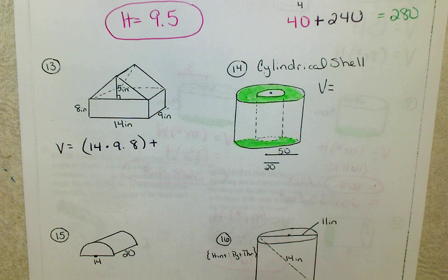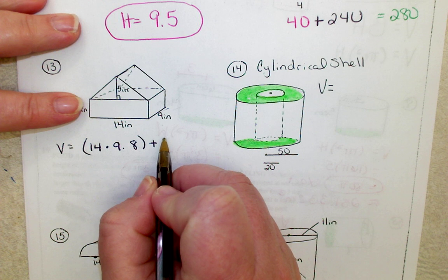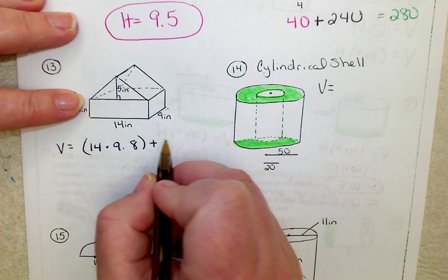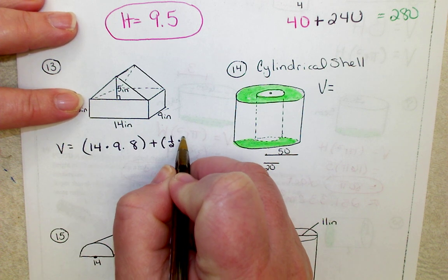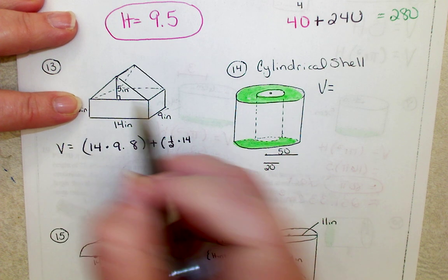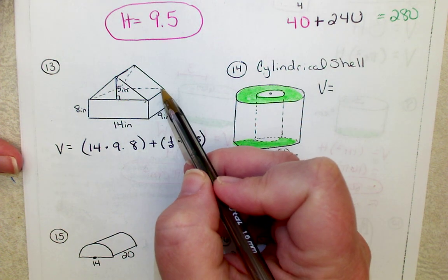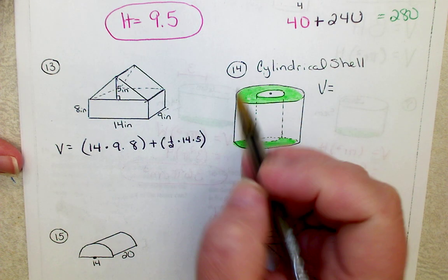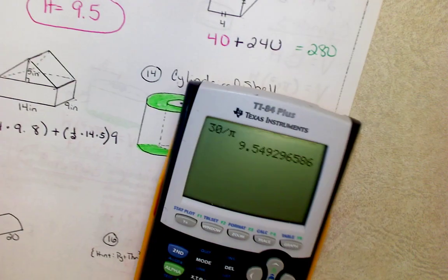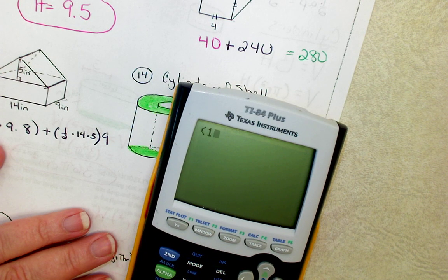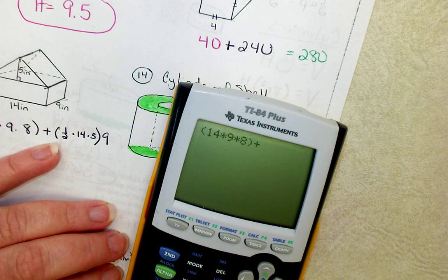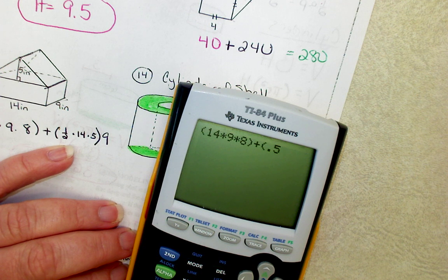plus, now here for my triangular prism, I'm going to do the area of the base. So here I've got 14, so 1/2 times 14 times the height of the base, 5, times the height of the prism. The triangular prism would be 9 for the height. Let's see what all we've got going on right here. 14 times 9 times 8 plus 1/2 times 14 times 5 times 9.